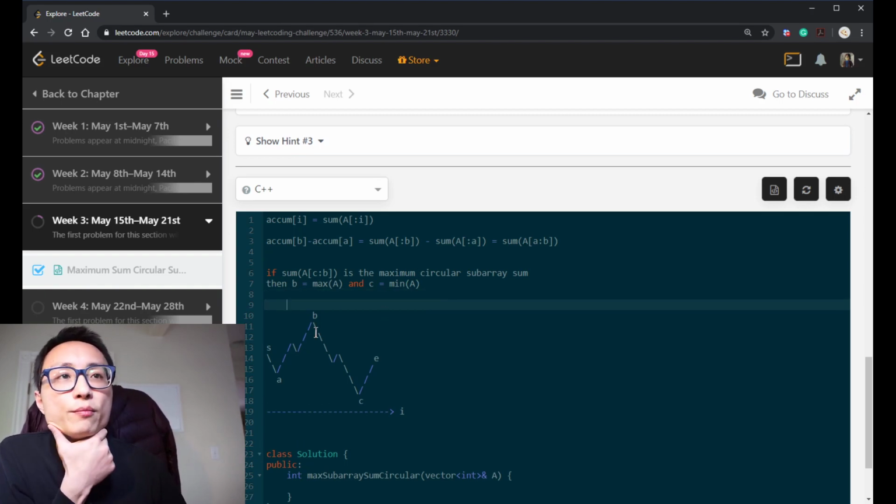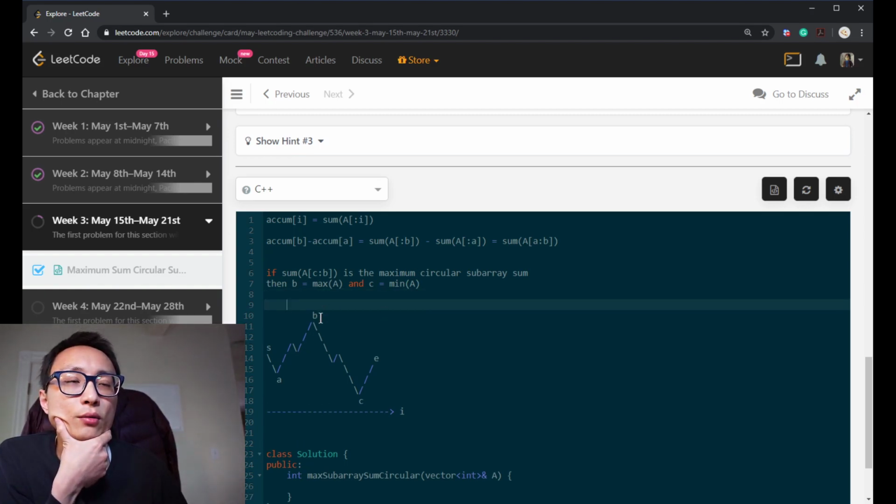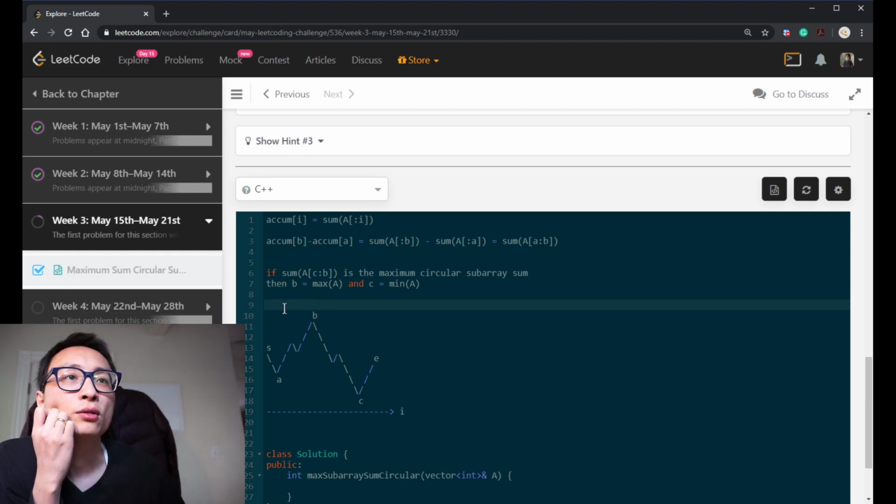So the reason being that we can prove this by contradiction. If we have a point that's before B, from A, before B but after S, that's higher than B, then we can effectively just move the B over there to get an even higher stitched together subarray sum. So this will be a violation.